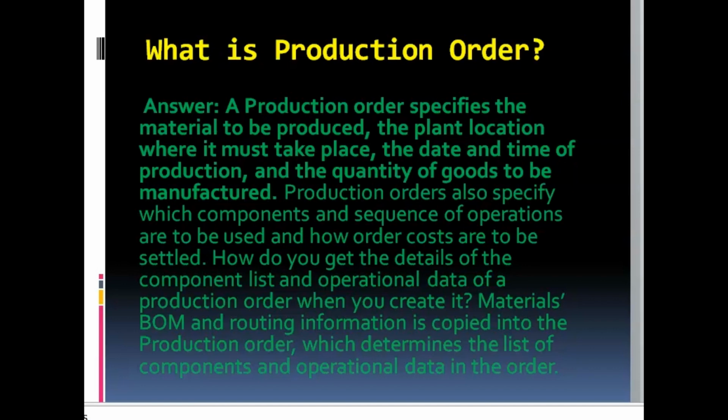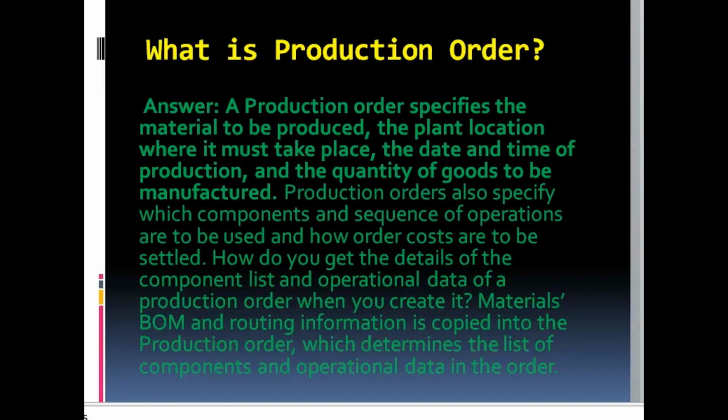What is a production order? Answer. A production order specifies the material to be produced, the plant location where it must take place, the date and time of production, and the quantity of goods to be manufactured. Production orders also specify which components and sequence of operations are to be used and how order costs are to be settled. How do you get the details of the components list and operational data of a production order?